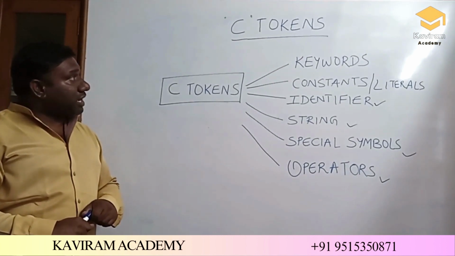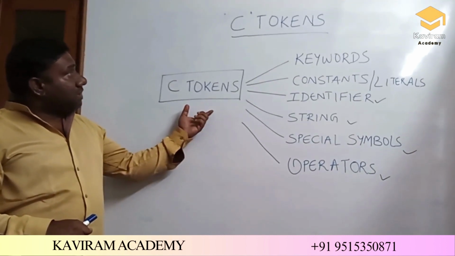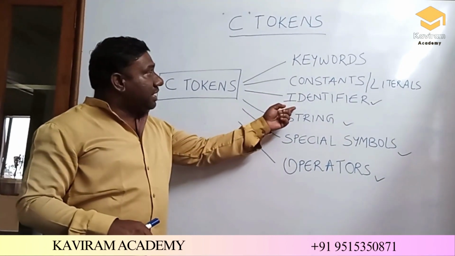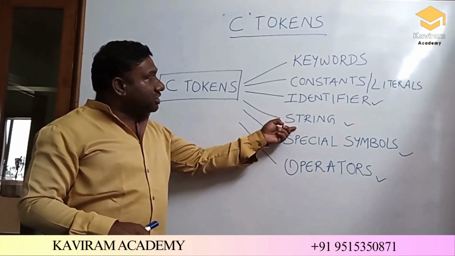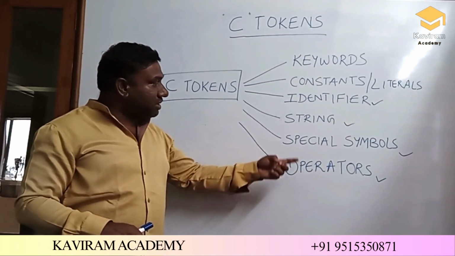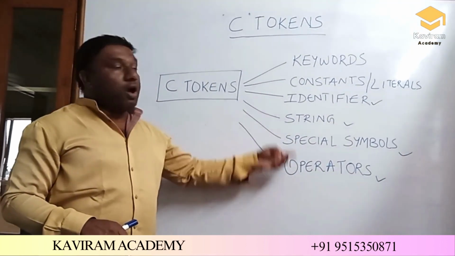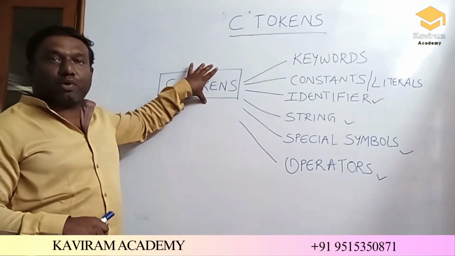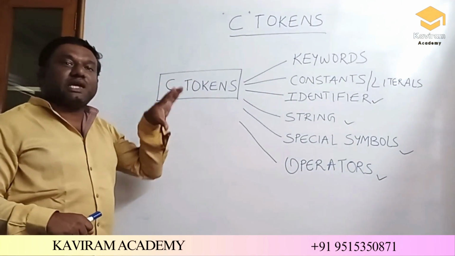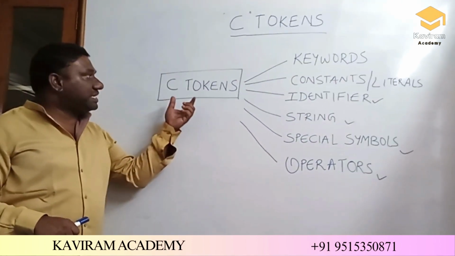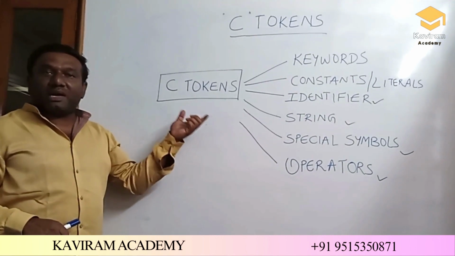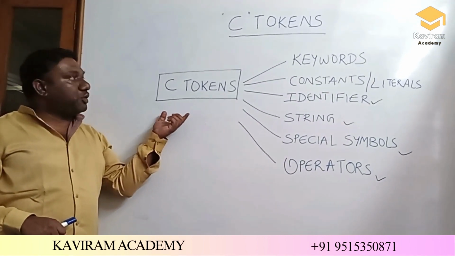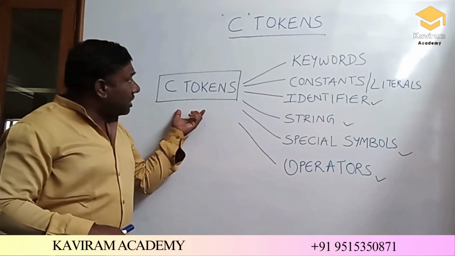Here C tokens are again divided into keywords, constants or literals, the next one is identifiers, the next one is strings, then special symbols, and the last one is operators. All these C tokens are used to write your C program. So what we call a C program is nothing but a collection of C tokens. Next are your comments and white spaces. All these combined are used to write your C program. So we will see what the C tokens are.